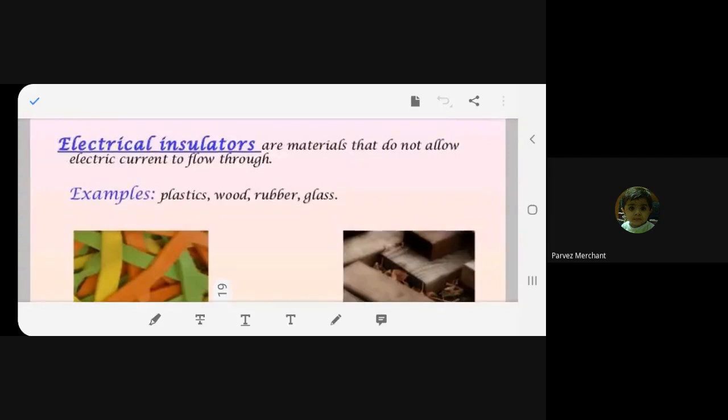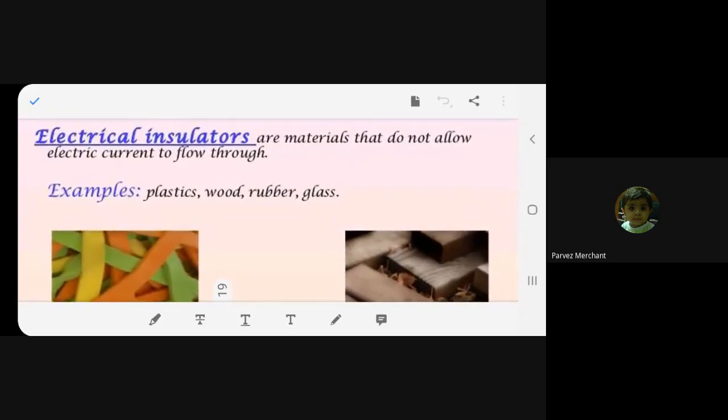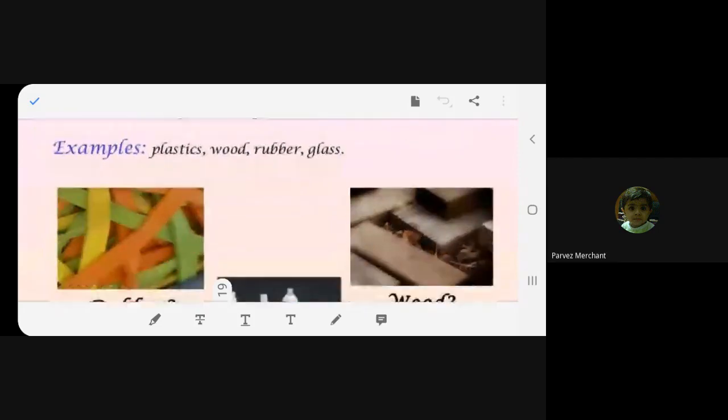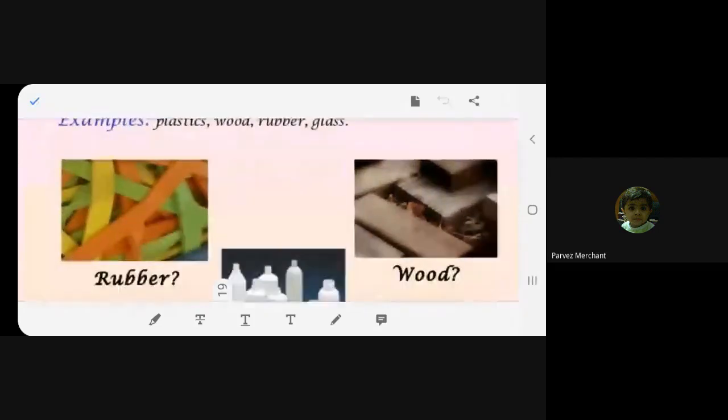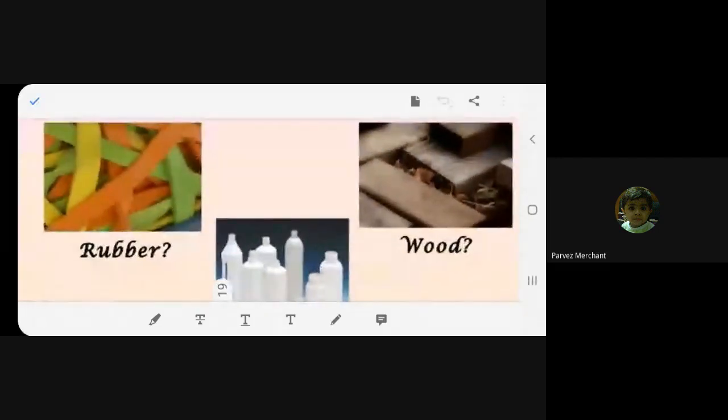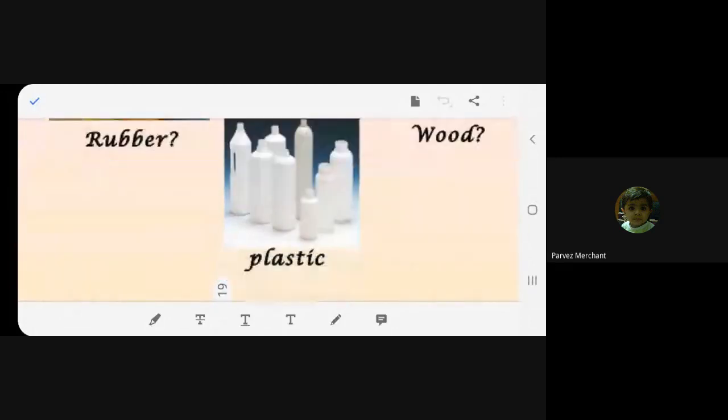Now, conductors is done. Now we are going to talk about insulators, or the bad conductors. Electrical insulators are materials that do not allow electric current to flow through. For example, plastic, wood, rubber, glass. Anything new? No. Okay. The only new thing is the figure. See the diagrams or the pictures that we are showing. This is rubber, this is wood, and these are plastics, right? So yes, these are the bad conductors of electricity.